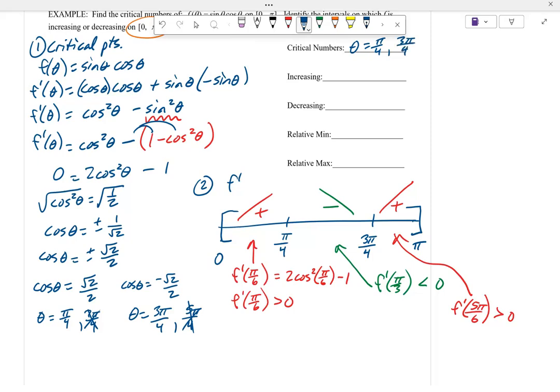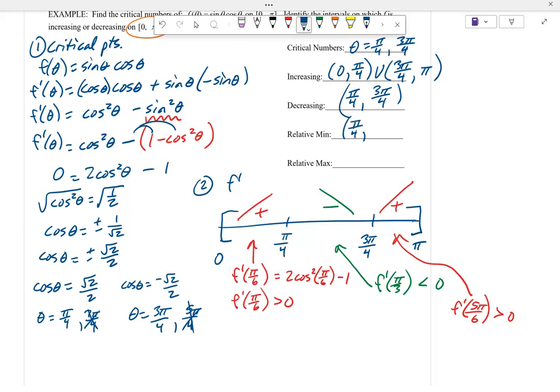We're increasing from 0, because they cut it off at 0, up until pi fourths, and then we're also increasing from 3 pi fourths up to pi. We're decreasing between pi fourths and 3 pi fourths. And then finally, we have a relative max at that pi fourths.